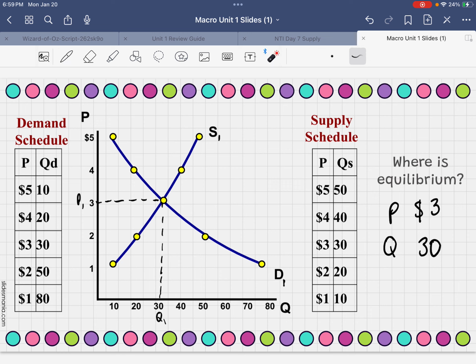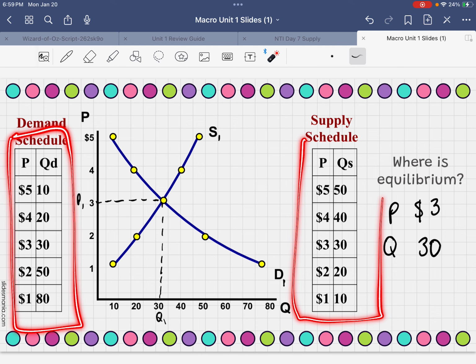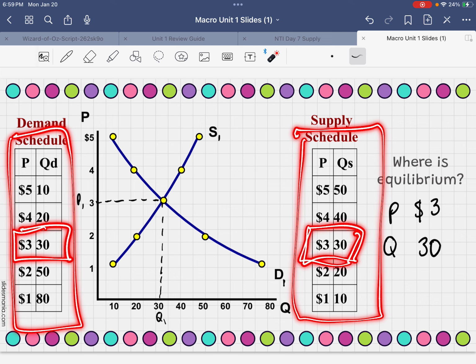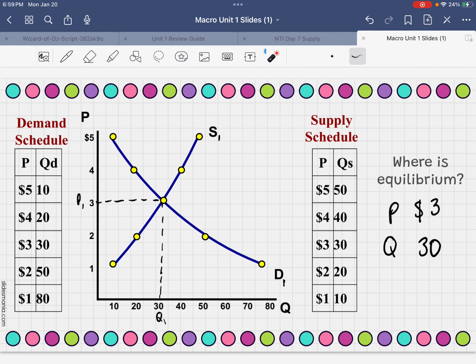Or I could have looked at the demand schedules or supply schedules. So when I compare this to this, there is one place where they meet perfectly. Price 3, quantity 30, price 3, quantity 30. So I could have determined it from the supply and demand schedules as well.